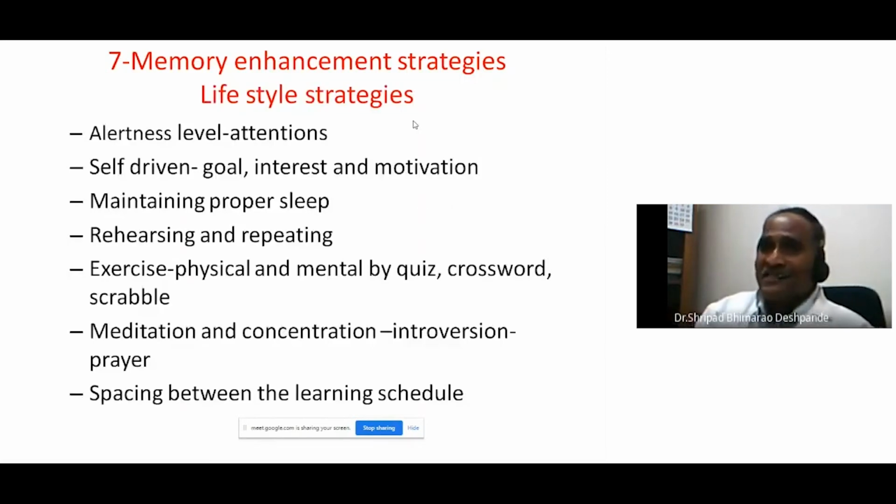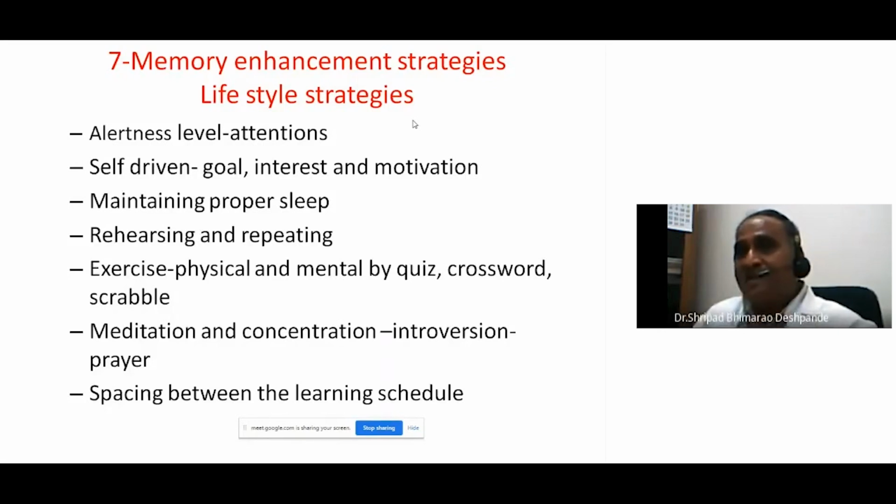Now, the lifestyle strategies. You increase your attention level or alertness. That is one point. When you want to have a good memory, be attentive. The second is that it is self-driven. Memory is to be achieved by self-drive. It cannot be forced upon you by teachers or parents or somebody else. You have to be self-driven to learn and try to remember. So you fix a goal for yourself, create an interest in that area and motivate yourself strongly, and you can increase your memory.